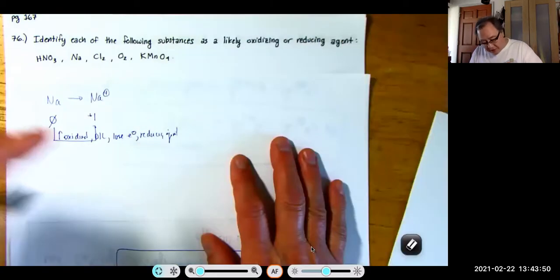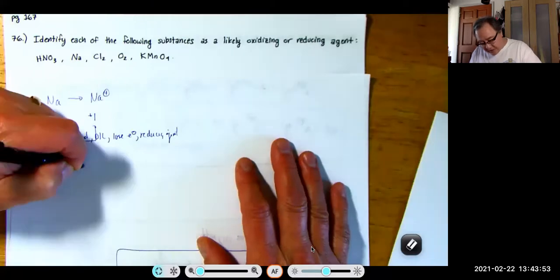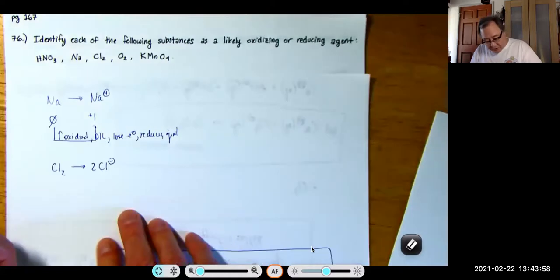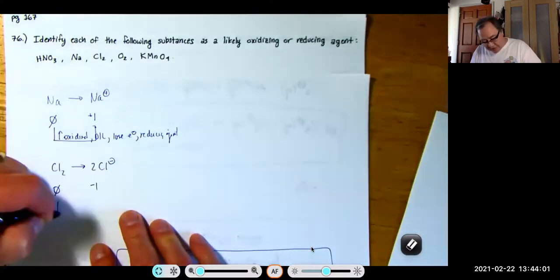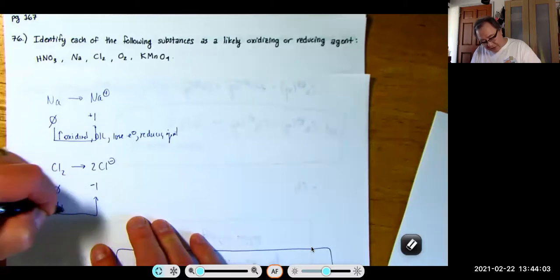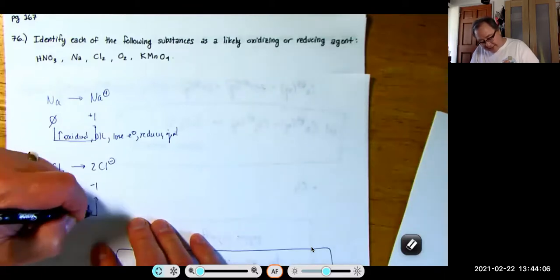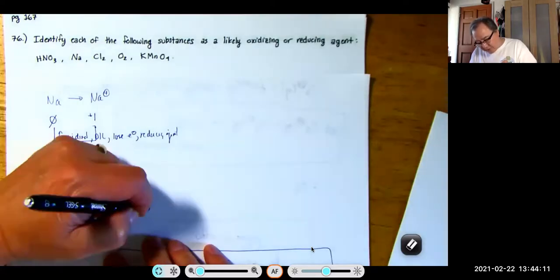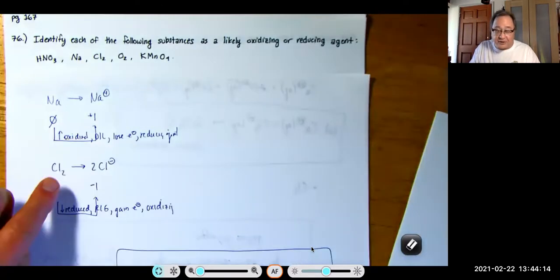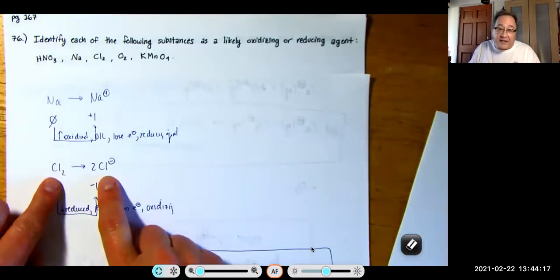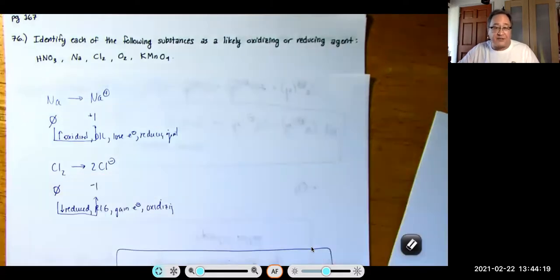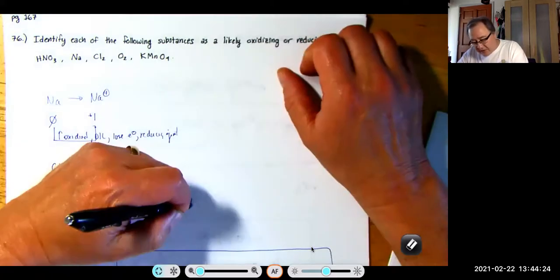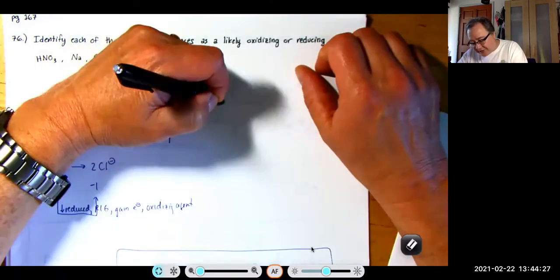Whereas when you look at Cl2, they usually become chloride ions. So they go from a 0 to a -1, which means they go down, they're reduced, they're rigged, they gain electrons, and they're oxidizing agents. So because nonmetals become anions and gain electrons, they cause oxidation. So they're oxidizing agents. And in general, acids are oxidizing agents.